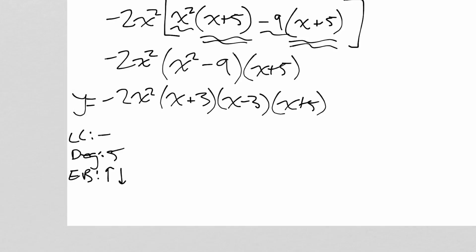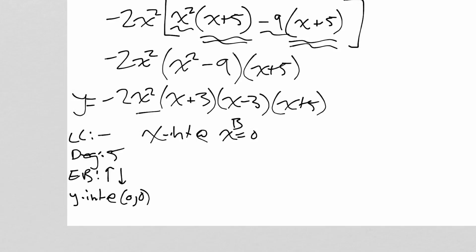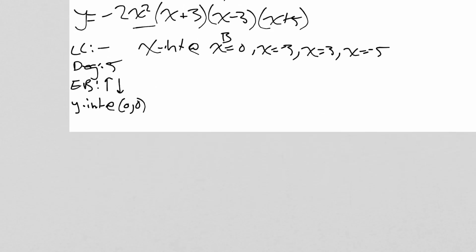We're going to recognize that we have a factor of x pulled out front, which means my y-intercept is at the origin, 0, 0. And then we're going to list our x-intercepts, which will occur when x is 0, and that will bounce because it is multiplicity 2. And we also have one at x equals negative 3, one at x equals positive 3, and one at x equals negative 5. And now we're going to piece all of this stuff together.